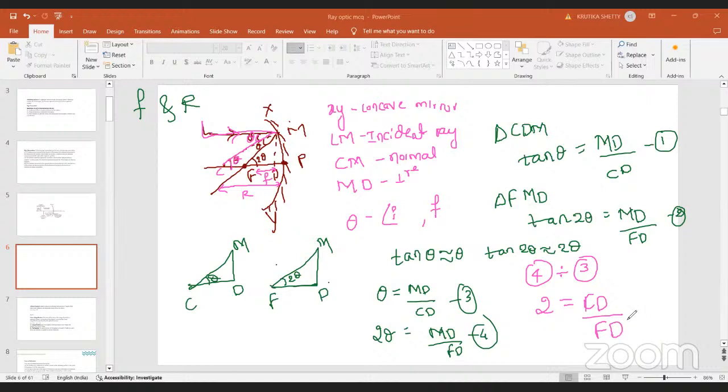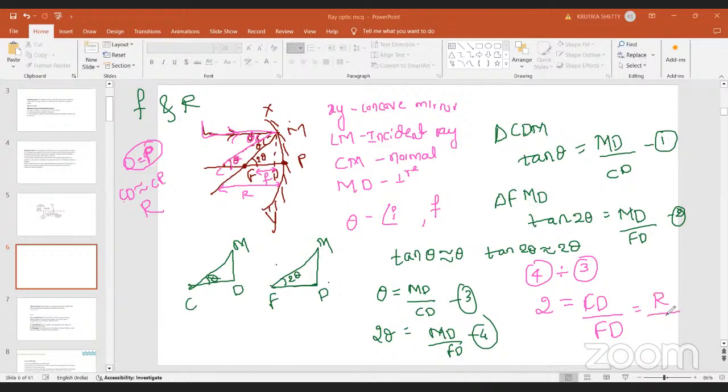Now come to the figure. If you see CD, the D point is very close to the pole P. Since the D point is very close to the pole, CD is nearly equal to CP. What is CP? The distance between the center of curvature and the pole is called the radius of curvature. So you can write the CD value as R.